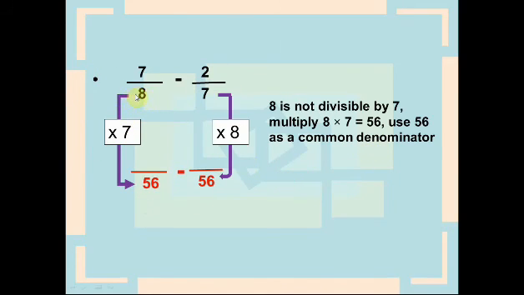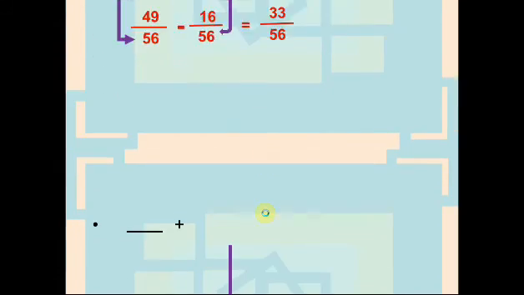And because 8 multiplied by 7 equals 56, and 7 multiplied by 8 equals 56, multiply the numerator here 7 by 7, and 2 multiplied by 8. 7 multiplied by 7 equals 49, and 2 multiplied by 8 equals 16. Subtract the two fractions now. The denominator is 56, and we subtract 49 minus 16 equals 33.